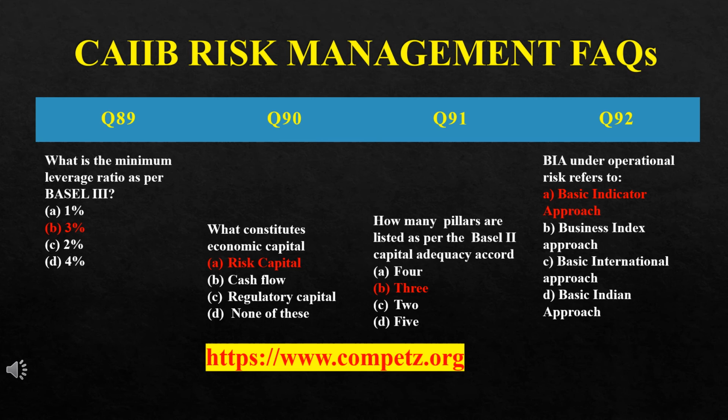BIA is nothing but basic indicator approach. Banks in India are required to adopt one of the following approaches for calculation of their capital charges for operational risk. So this is one of the approaches, basic indicator approach. Second is TSA, the standardized approach. Third one is AMA, advanced measurement approach. Incidentally, the AMA is now being discarded, and the revised standardized approach, the RSA, has been proposed by the Basel Committee on Banking Supervision.